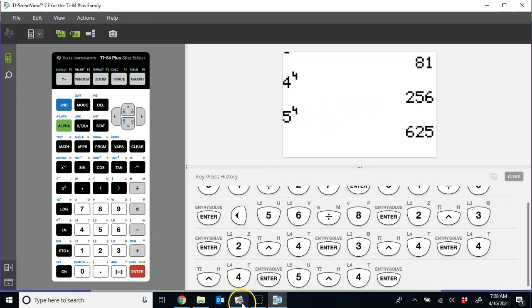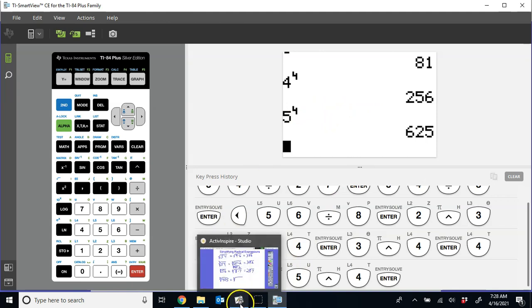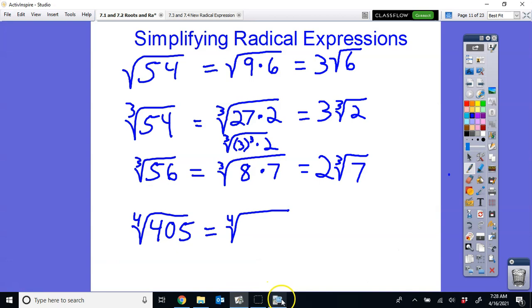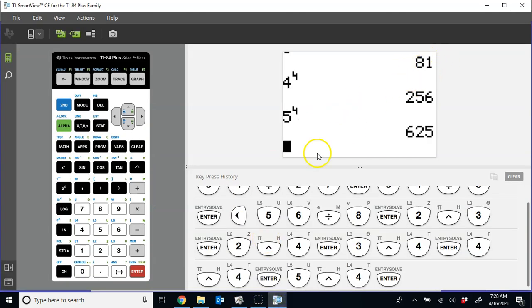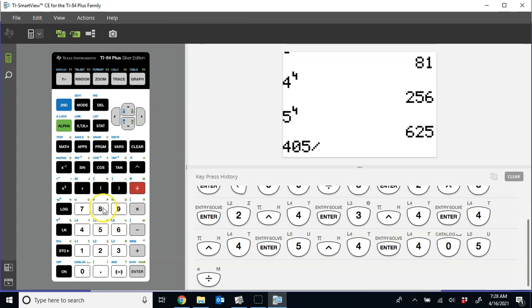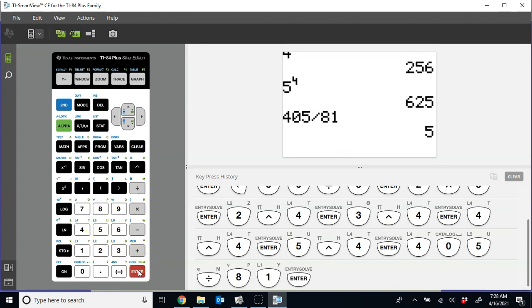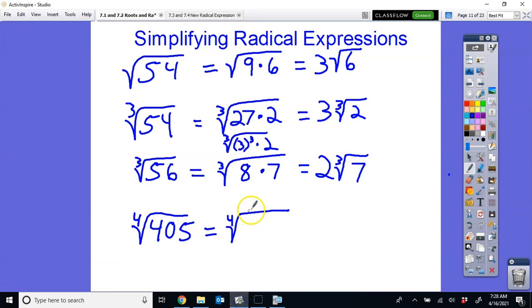So I know 625 is not going to divide into it, so maybe 256. But if I look at it, maybe I'm smart enough to tell 405 divided by 256 is not going to divide evenly. Maybe I just try the next one down, 81. So you can take shortcuts if you know things that are not going to divide. 405 divided by 81 gives me 5. It divides evenly. That means 81 times 5 are the factors of 405.